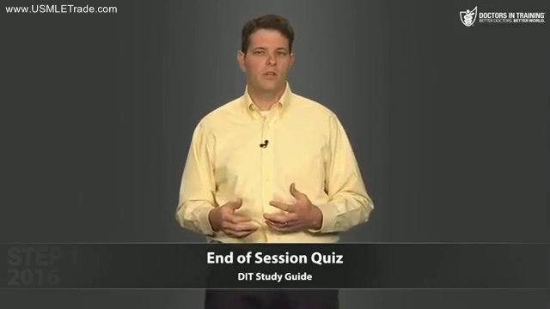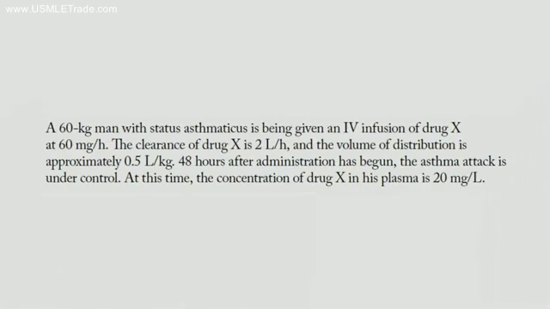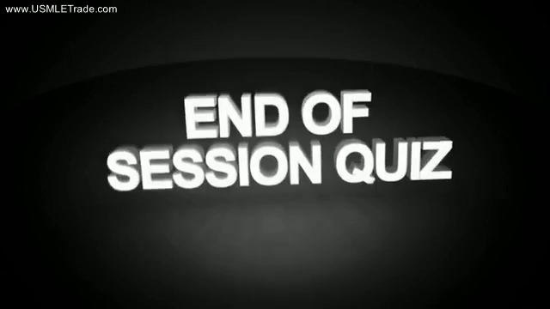So all these questions in the quiz deal with this situation. A 60-kilogram man with status asthmaticus is being given an IV infusion of drug X at 60 milligrams per hour. The clearance of drug X is 2 liters per hour, and the volume of distribution is approximately 0.5 liters per kilogram. 48 hours after administration has begun, the asthma attack is under control. At this time, the concentration of drug X in his plasma is 20 milligrams per liter. So go ahead and try to answer those 5 quiz questions, and then we'll work through them together.